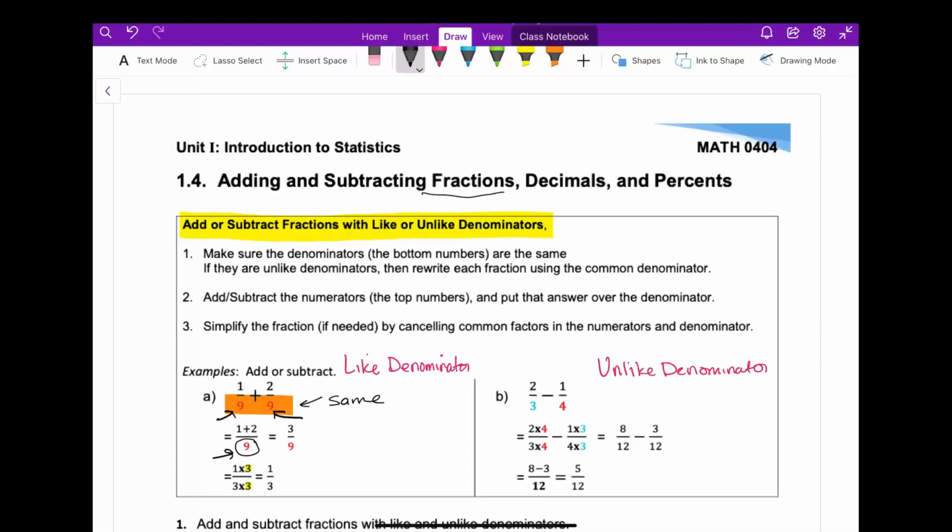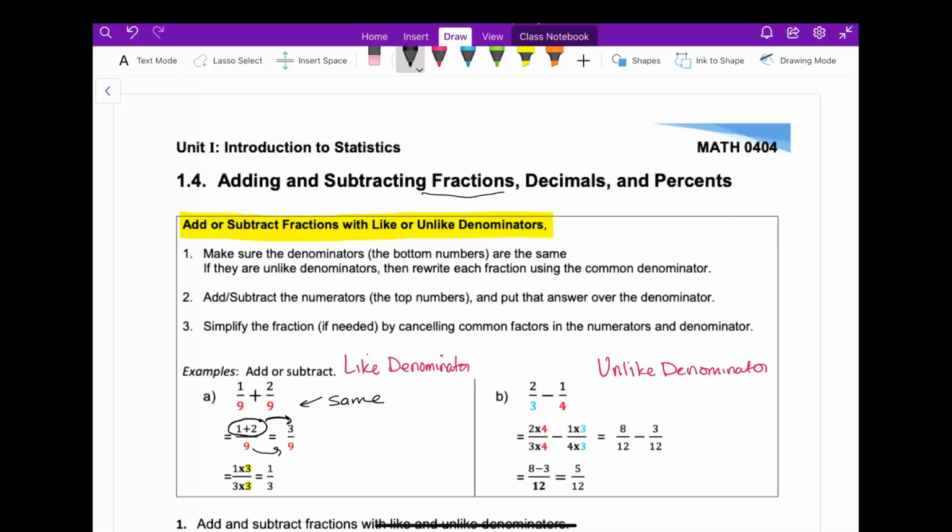This is very important. The denominators do not get added. It is not 9 plus 9. They stay the same. So we are looking at the numerators this time. It says add or subtract the numerators, the top numbers, and put the answer over the denominator. So we see the step here. I have so many arrows. Let's get rid of those. And we see our 1 plus 2 is 3, and the denominator stays the same. We do have to simplify.